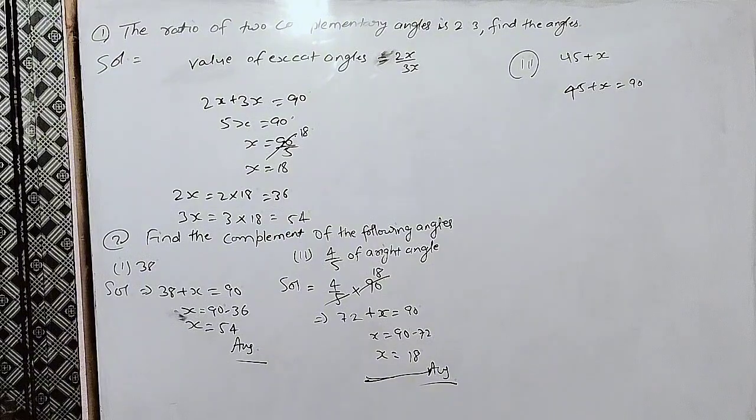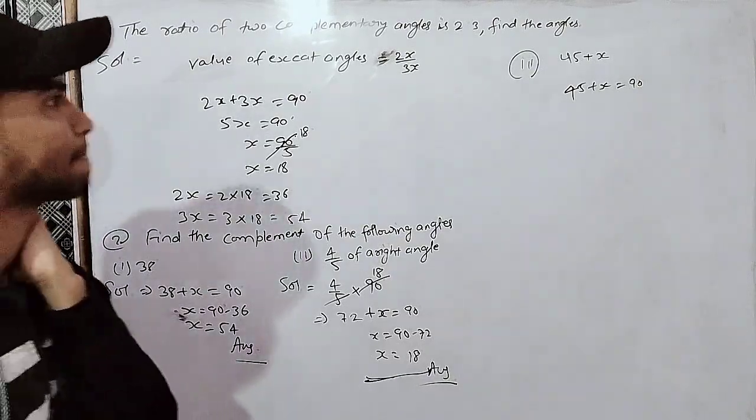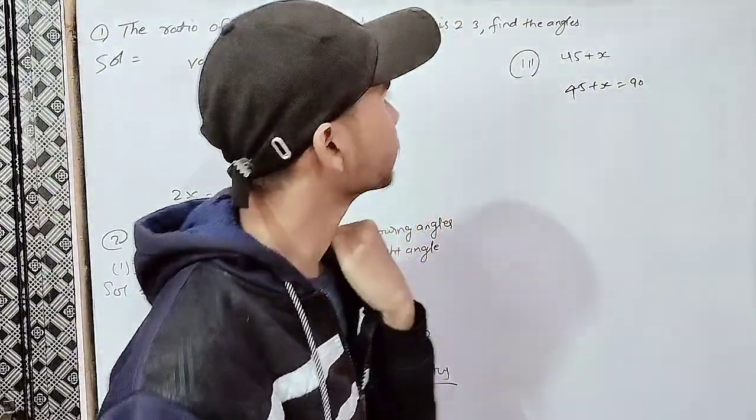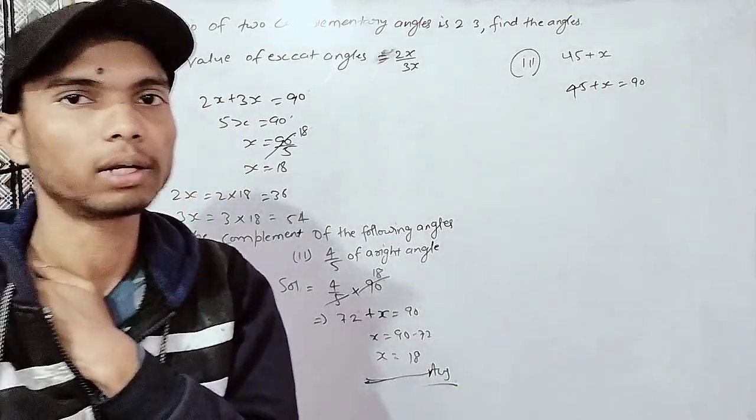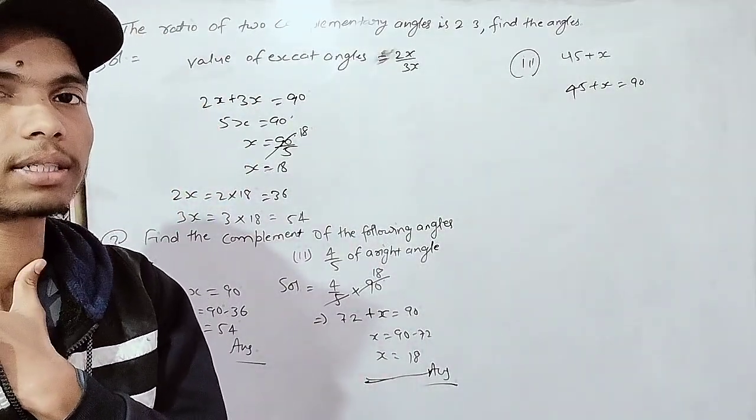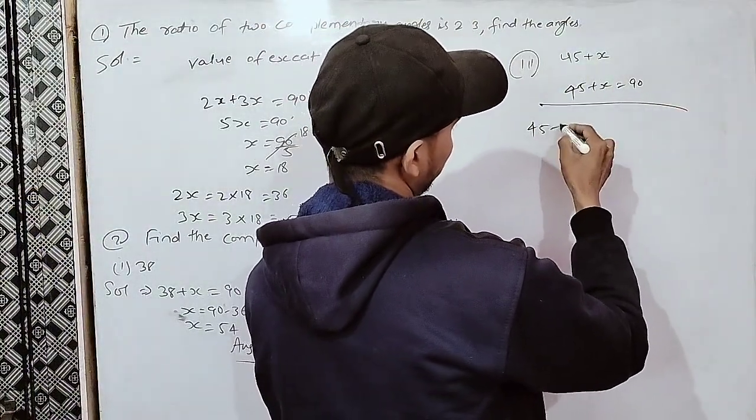Do you have any doubts in the context of this? Here, brother, we have found out the value of x, but the question is not saying that. The question is saying 45 plus x.